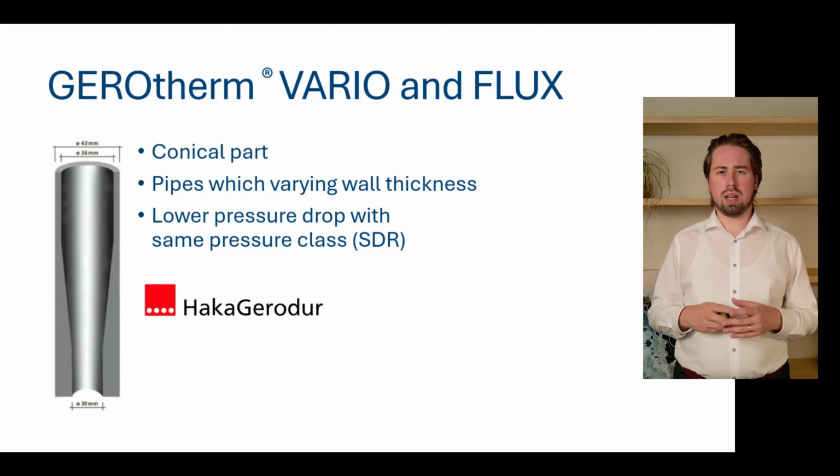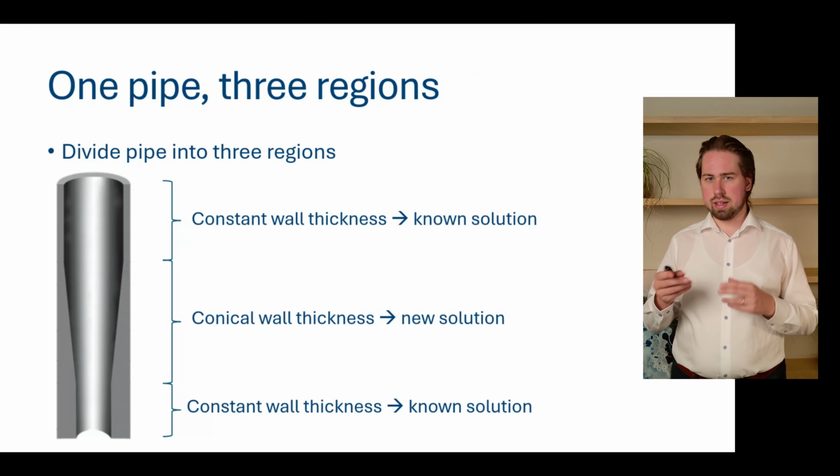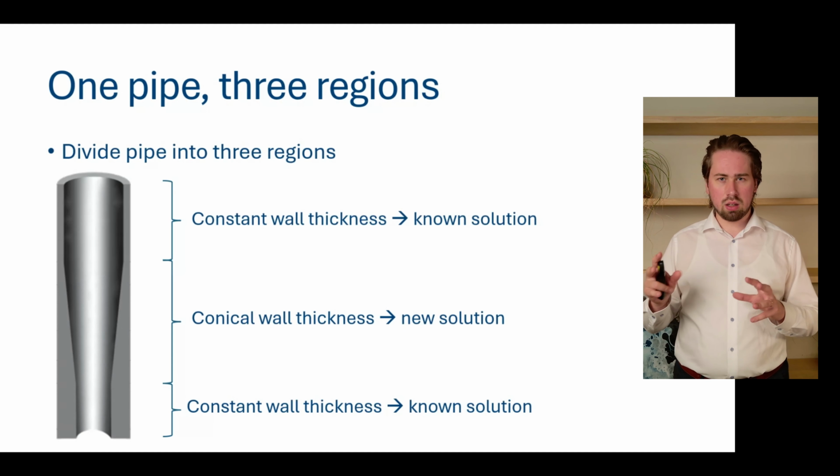Now, how do you develop a model for such an innovative probe? We do that by dividing the probe in basically three regions. Now, the VARIO and FLUX probe are both conical, but they have different names because they have different applications and different depths they can reach.